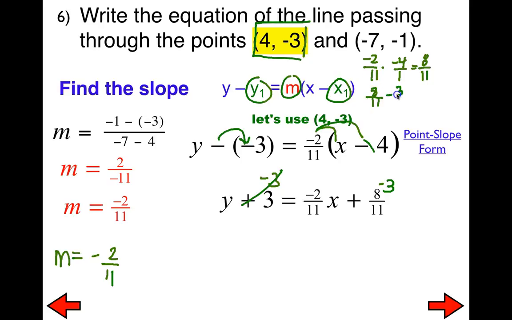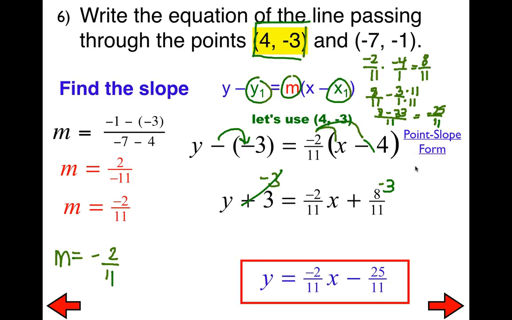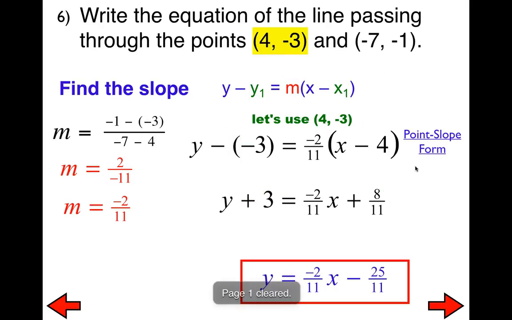8/11 minus 3, I'm going to go ahead and put it over 1. Our lowest common denominator is going to be 11, so I'm going to multiply both the numerator and denominator by 11, leaving me with 8 minus 3 times 11, which is 33. Our denominator is going to be 11, so that's going to be negative, let's see, about 25 over 11. So our equation is y equals negative 2/11 x minus 25 over 11. Okay.